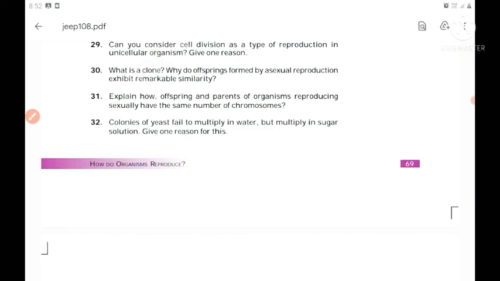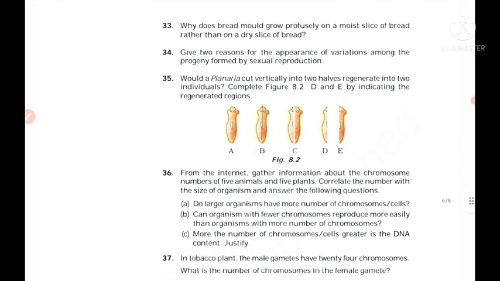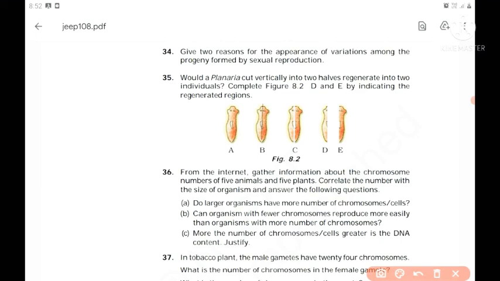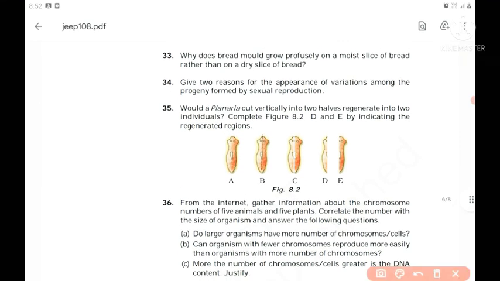We're done with 32nd also. Yeah. We'll move on to the 33rd one. Why does bread mold grow profusely on a moist slice of bread rather than on a dry slice of bread? See, when you have a favorable condition, that's good for you, like you will stay healthy. Suppose it's an unfavorable condition, it would be so suffocating, you feel so irritated, uncomfortable, right? Same way, when spores have a proper condition for it to grow, then it will germinate and grow, right?